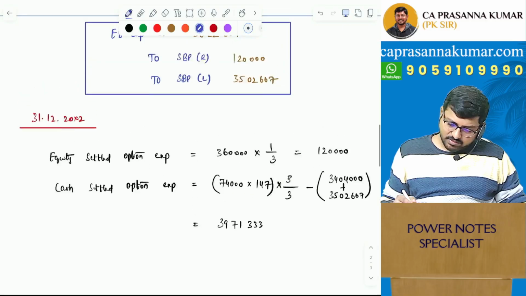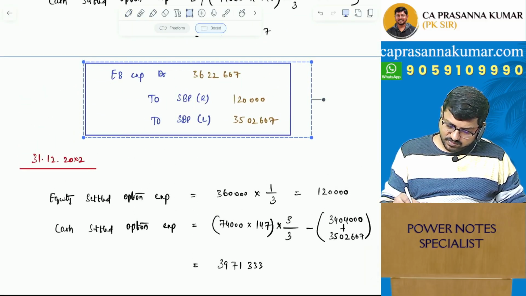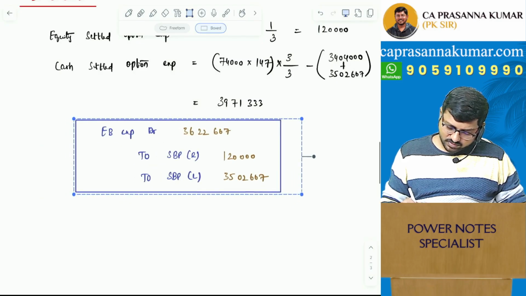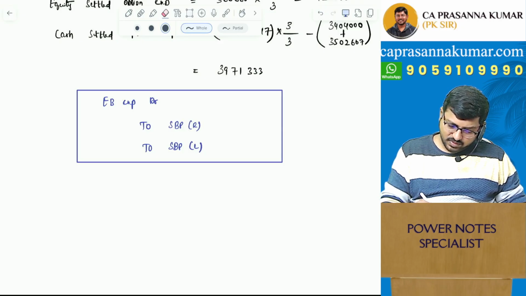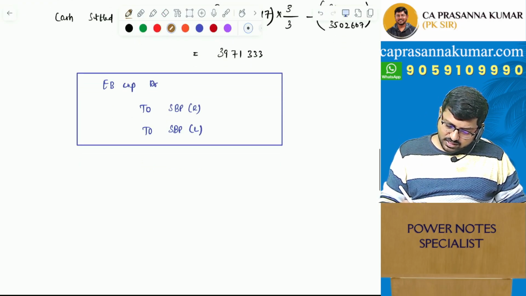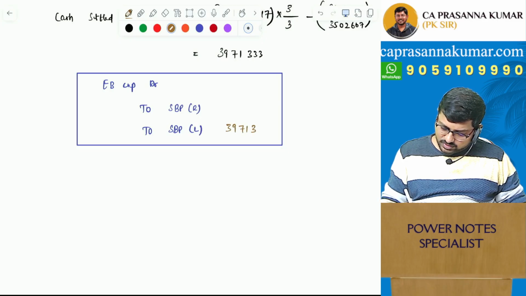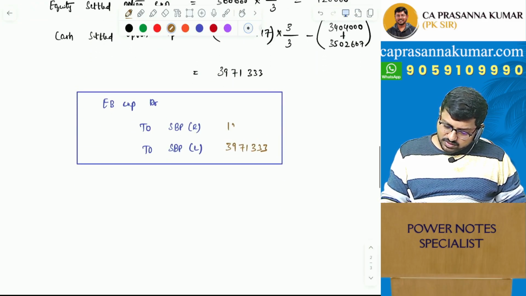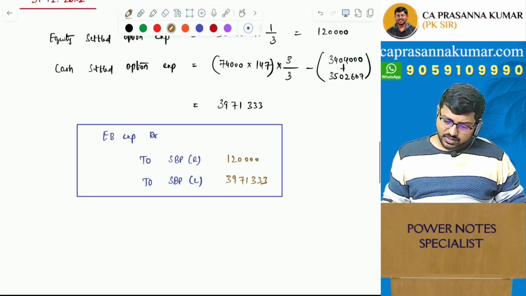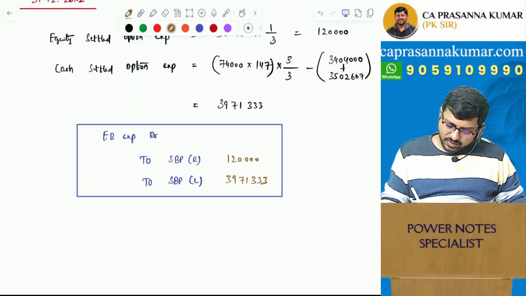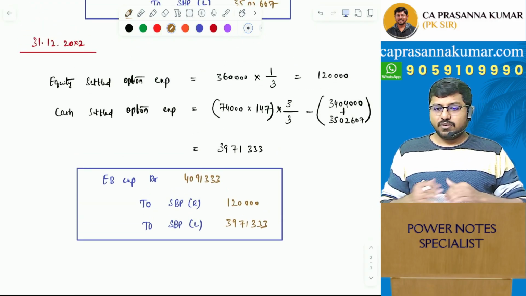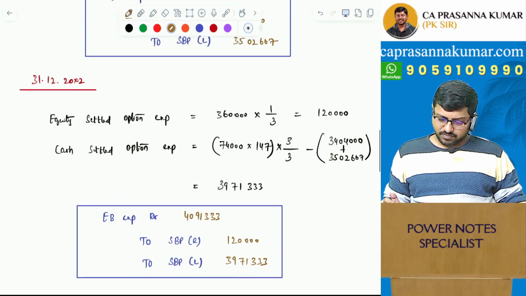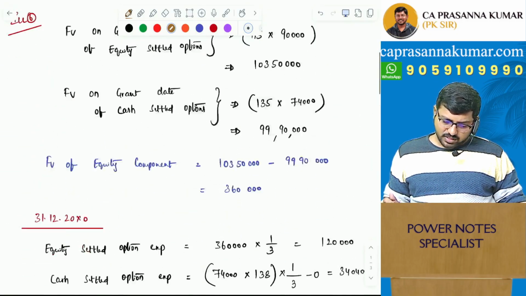All right, then let's pass the entry. I just need to change the numbers. Cash settled 39,71,333. Okay, SBP reserve is constant every single year, 1,20,000. You total it up and tell me how much it comes. Okay, 40,91,333. That's it. All of you have got this? Chalo Nana, I think we are done with this.